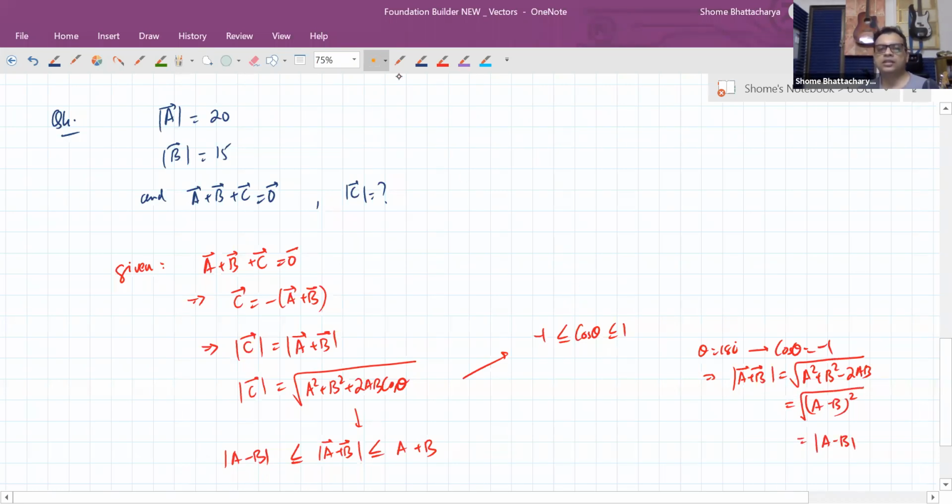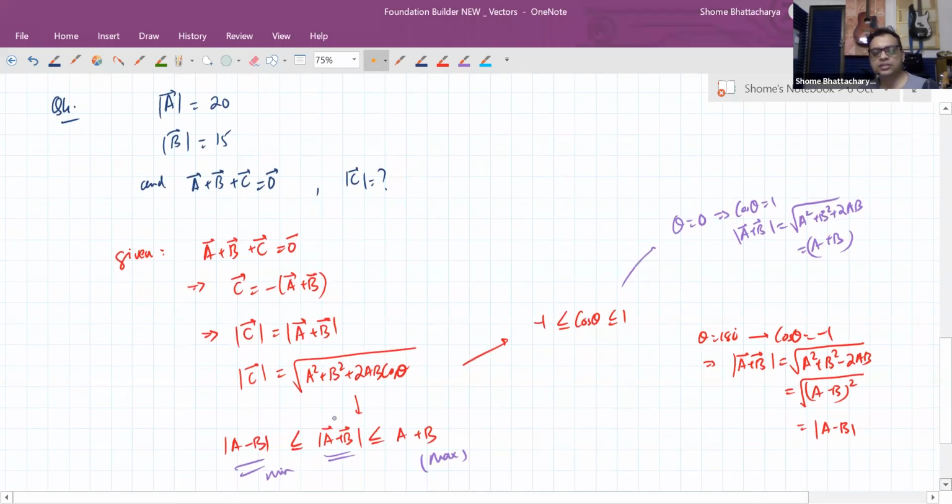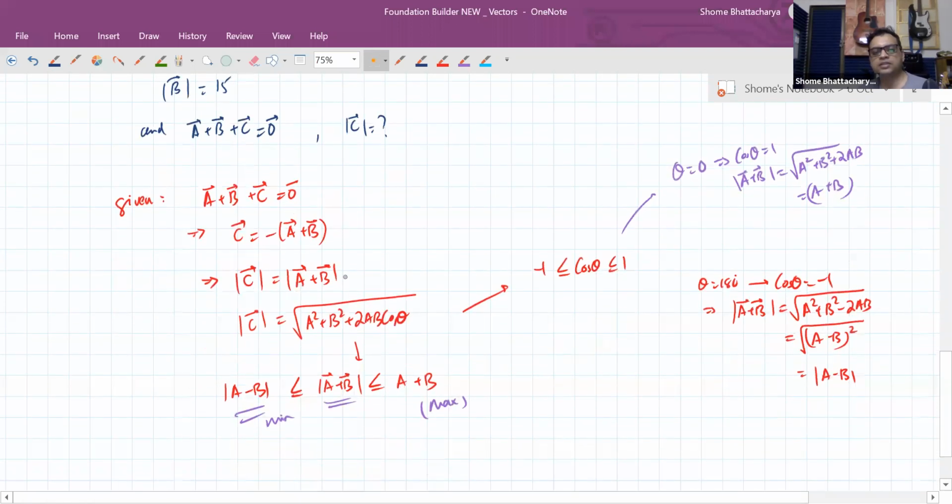And on the other hand, for theta equal to 0, cos theta is 1. So the magnitude of A plus B becomes A plus B, or the sum of their magnitudes. So for this thing, the maximum possible value is this, the minimum possible value is this. That is the same thing I can say for C, because the magnitude of A plus B is the magnitude of C.